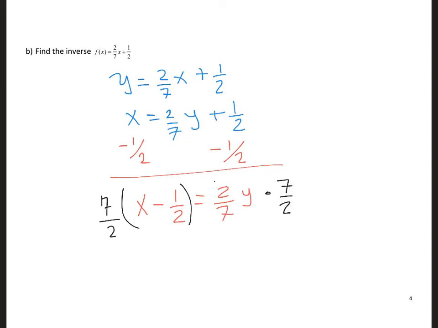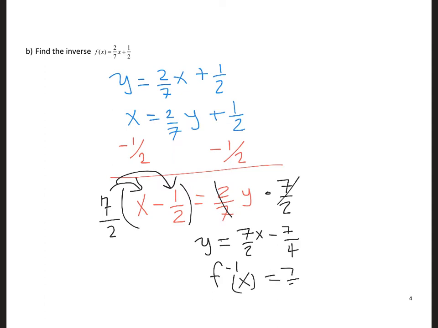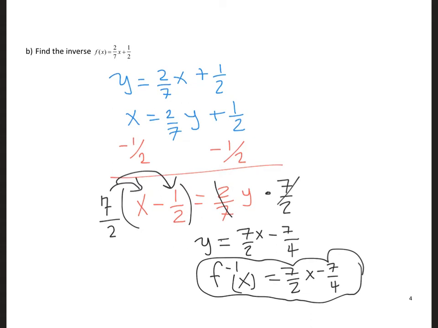So here, see this is gone, so I get y is equal to, I'm going to distribute this inside, so I get 7x over 2 minus 7 over 4 when you multiply. Then I can write it in notation form. So I get f inverse of x equals 7 over 2 x minus 7 over 4. So that's the answer right there.